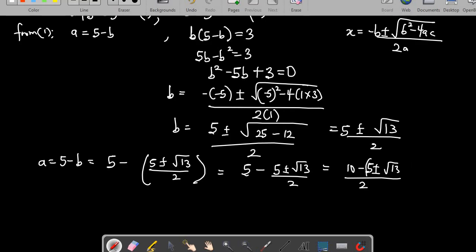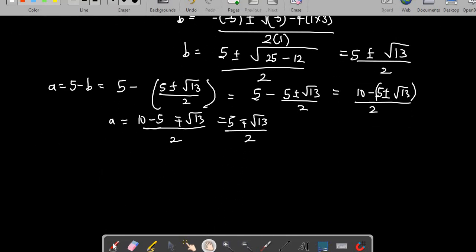You can just open the bracket like this, and then you have your a equals 10 minus 5 in the bracket, minus plus root 13, over 2. So this will be 5 minus plus root 13 over 2. So you can see a and b are mirror images of each other.